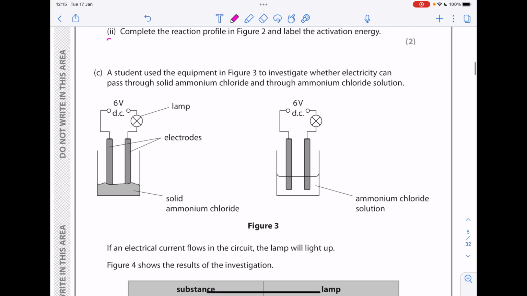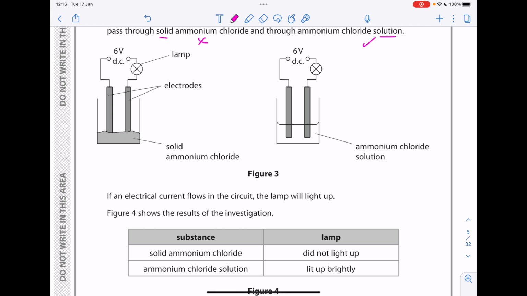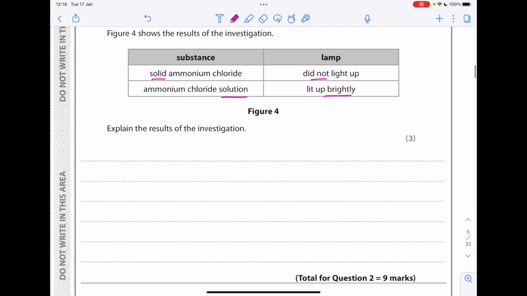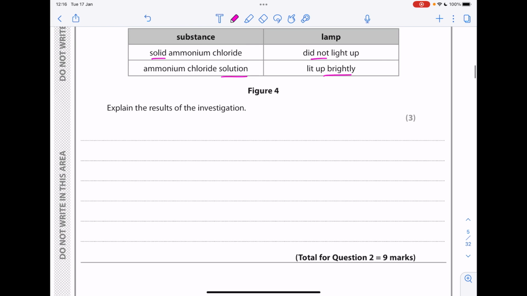A student used the equipment in figure 3 to investigate whether electricity can pass through solid ammonium chloride and through ammonium chloride solution. I already know that it won't pass through ammonium chloride solid, but it will through the solution because the ions are free to move in the solution. If an electric current flows in the circuit, the lamp will light up. And just as we thought, with the solid, the lamp did not light up. With the solution, it did light up. Explain the results. So it's all to do with the ions and whether they're free to move or not.